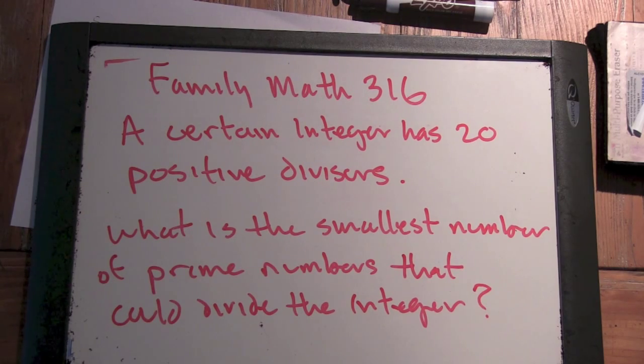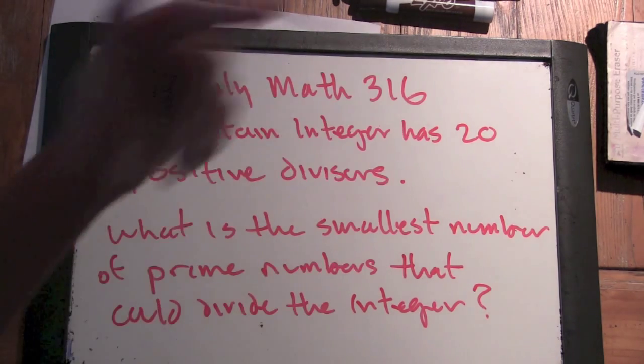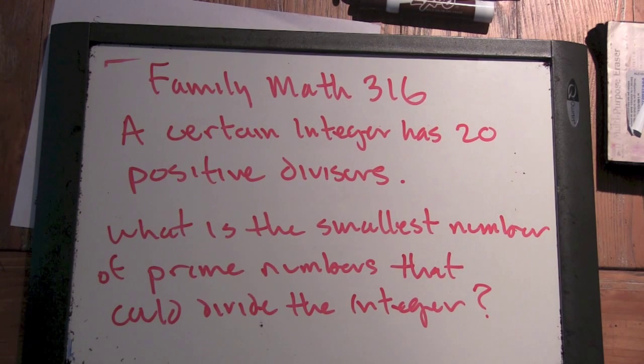Why not? Because squares always have an odd number of divisors. But this is 2 to the 19th, and that's an odd power, so it's not a square. So 2 to the 19th has 20 divisors. So that could work. What's another number that has 20 divisors? Well, like 3 to the 19th. 3 to the 19th has 20 divisors. Really, any prime to the 19th would have 20 divisors.